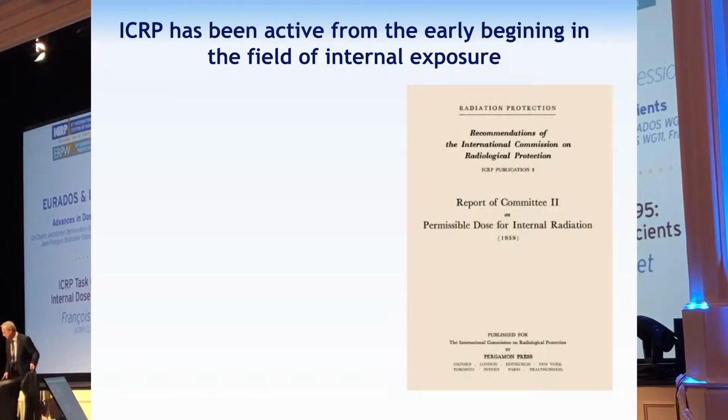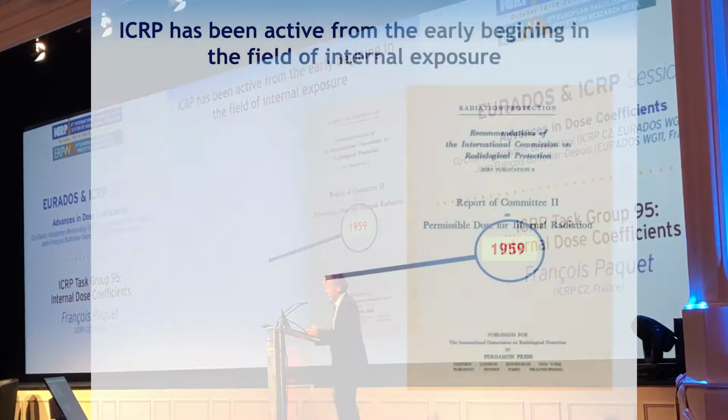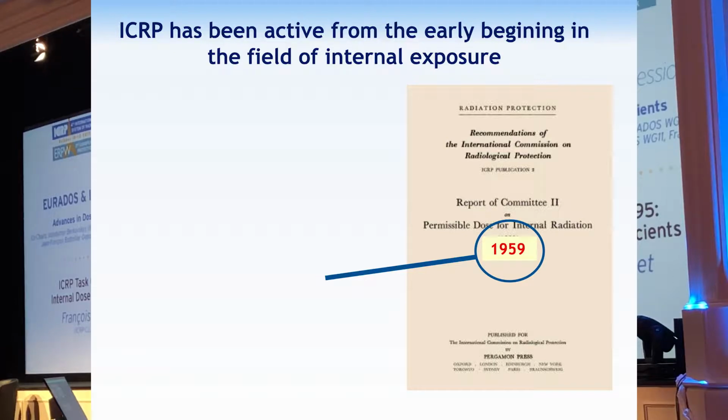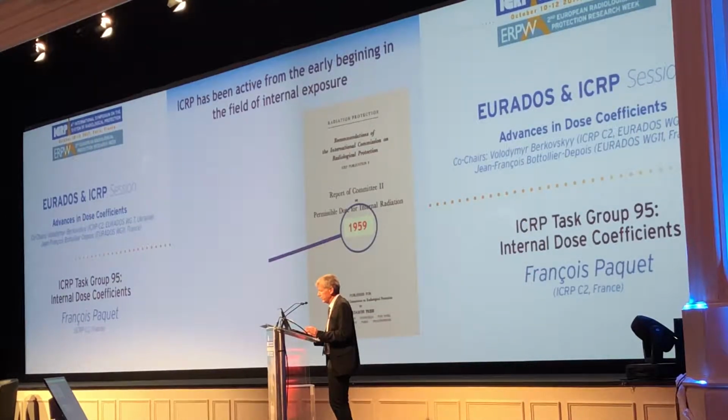Before starting, I also wanted to remind you that ICRP has been very active from the very beginning in the field of internal exposure. Here you have a facsimile of ICRP report number 2, which was about the permissible dose for internal radiation. This report was released in 1959, a very long time ago. So it was a very important task for ICRP for many years.